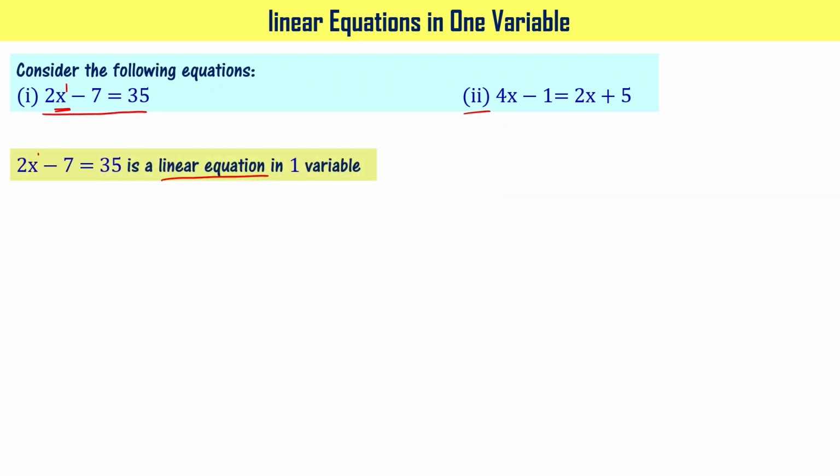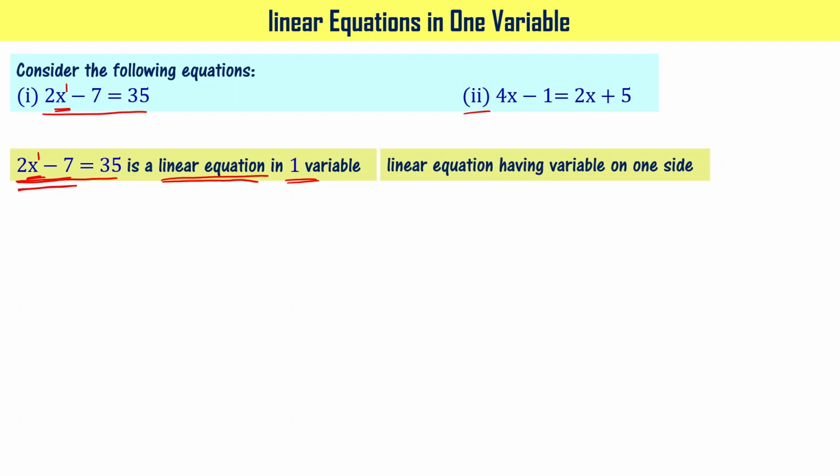Because the highest degree of the terms is 1, or otherwise you can say that the degree of the equation is 1. That's why it is a linear equation, right? And since only x is the variable, we say that it is a linear equation in one variable, right? Another point you have to note here is the variable x is only lying on the left hand side of the equation, right? For that reason we say that this is a linear equation having the variable on one side. Got it? We have learned about how to solve this kind of equations in the previous video.